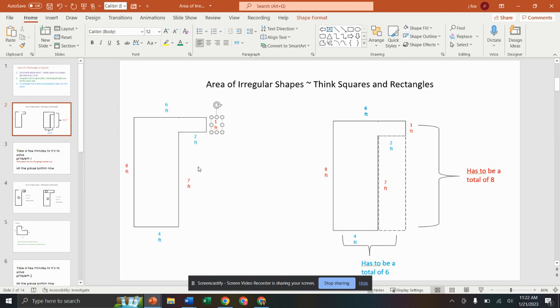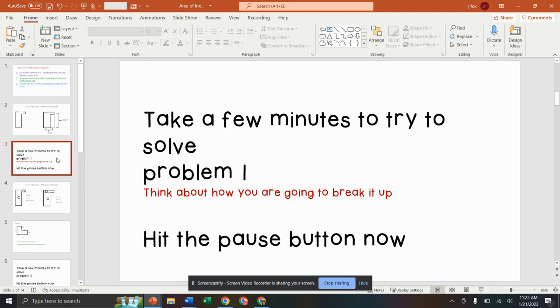Now, try to break this shape into 2 different shapes, so then it's easier to find. That's why we do it. That's why we break it up, because it's easier to find the area. We can make 2 different rectangles, find the area of those rectangles, and then add them up, and we would know, okay? So we're going to take a few minutes to try to solve problem 1.